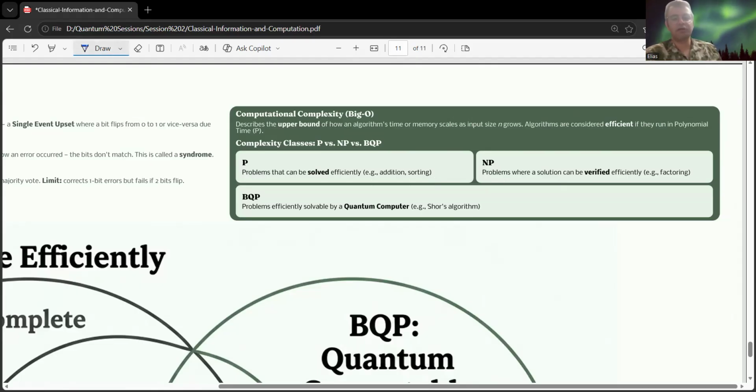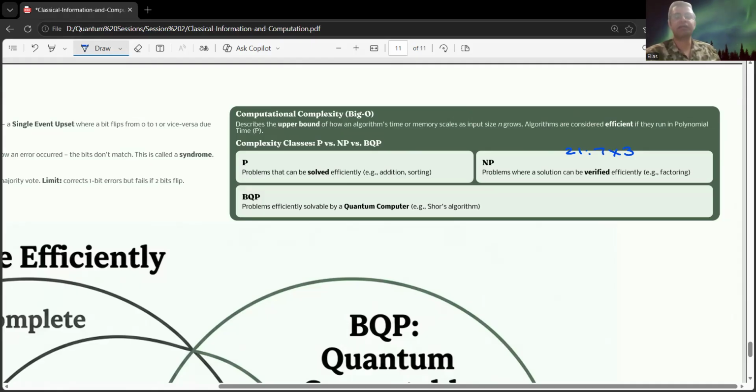What I mean here, let's say if I give you 21 and I tell you what are the factors of that, it takes you a little bit of time to figure out that the factors of 21 are 7 and 3. But if I give you 7 and 3 and tell you what is the result of multiplication, you can quickly tell me that that's 21.